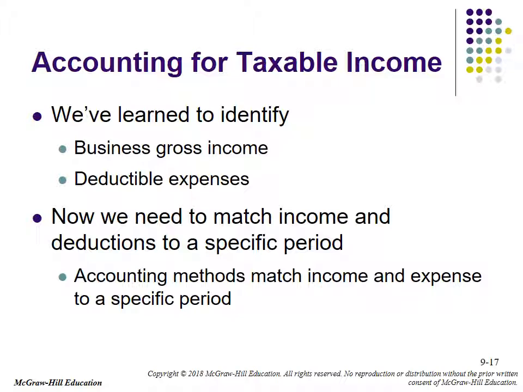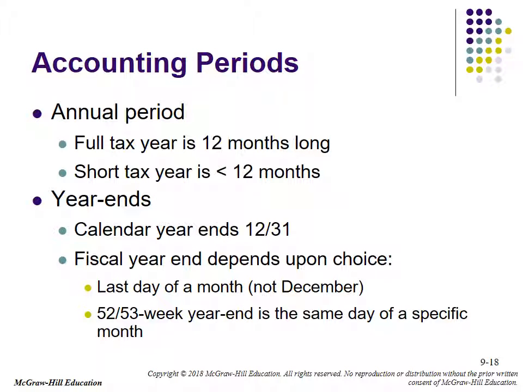All right. Now, how do we report? How do we match income and expenses to a specific period? We talk about accounting periods. Most companies, most sole proprietors are in a full tax year, 12 months long. Sometimes, though, people ask their tax year to be changed. Let's say you're someone who, for whatever reason, your tax year has always been October 1st through September 30th, and now you want to change to a calendar year.